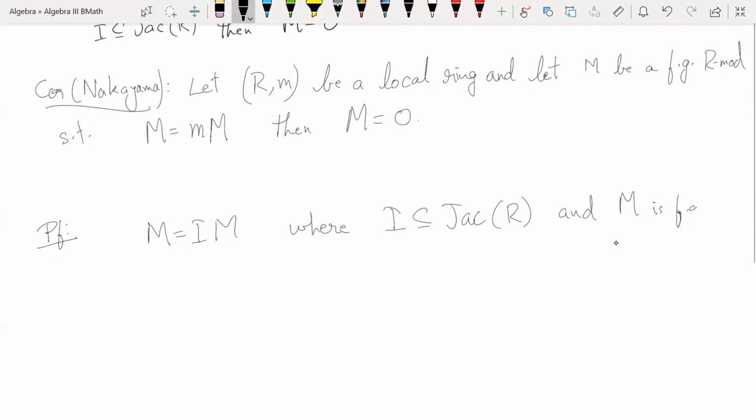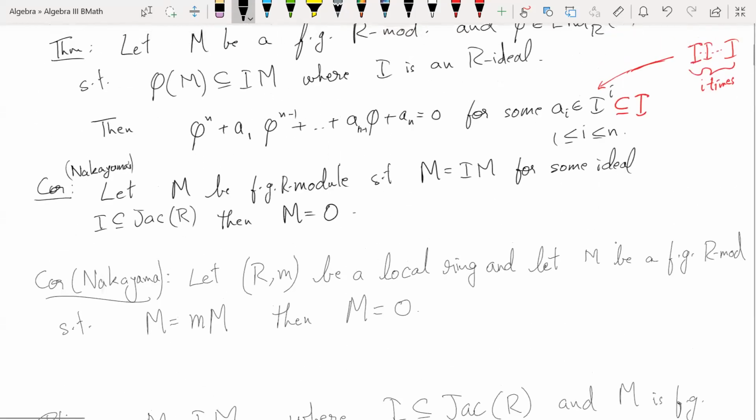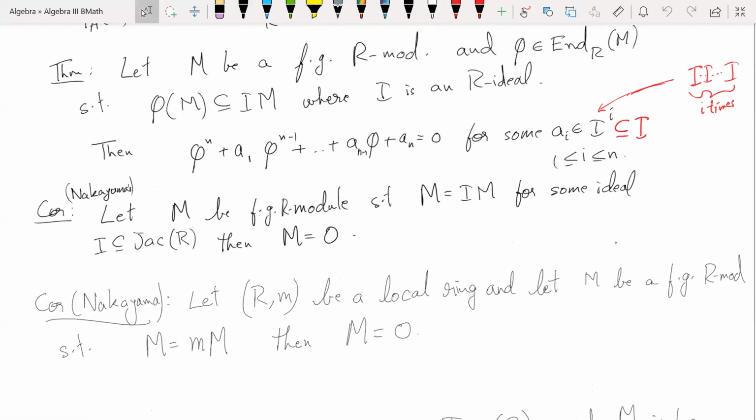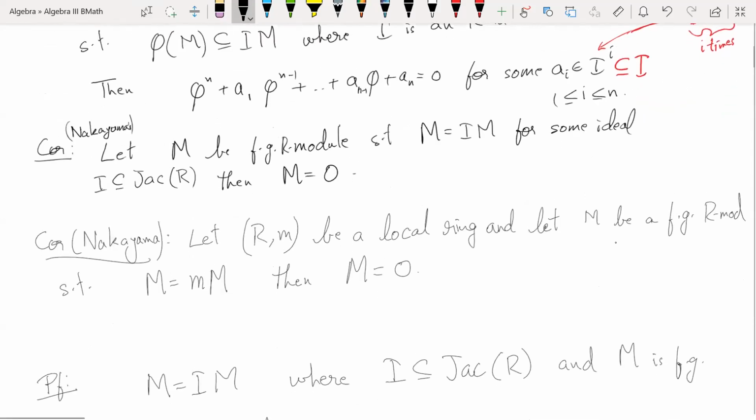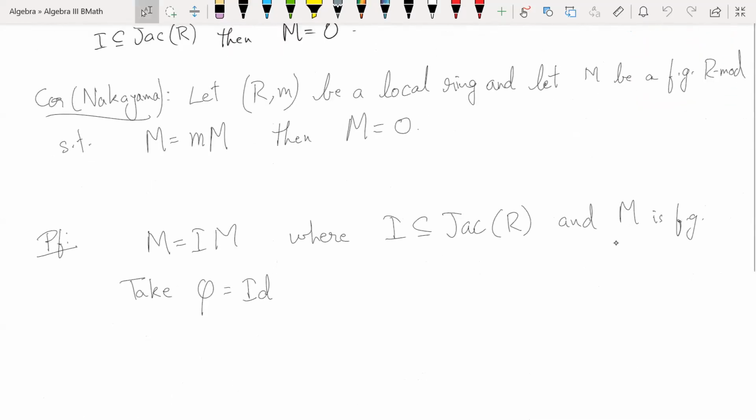And as I said, we want to use the Cayley-Hamilton theorem. So what should be phi? The statement is: if phi(M) is contained in IM, then we can do this. So what should we take phi to be? The identity map, right? Then the identity of M is M. That's the easiest thing to do. You take phi to be the identity map. Then what you get is that identity part.